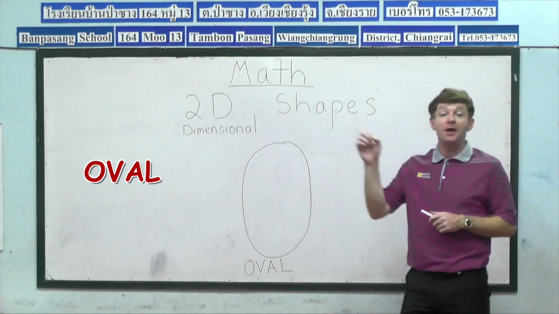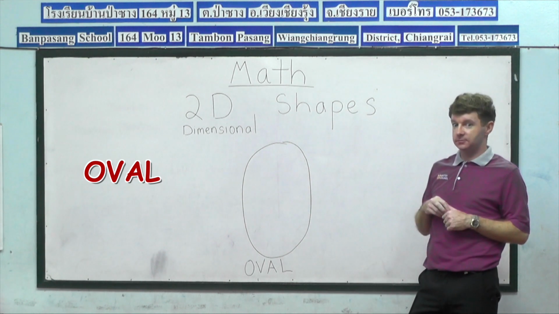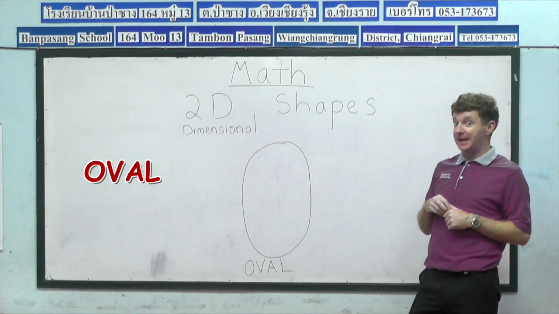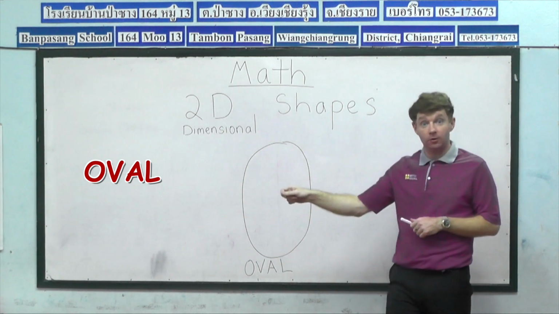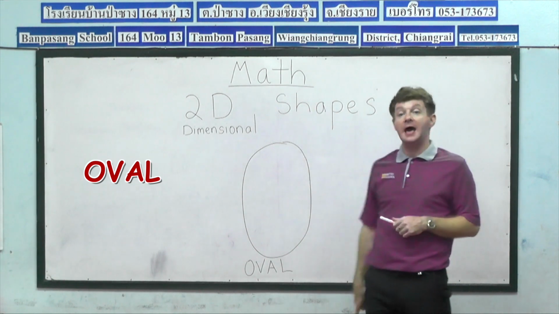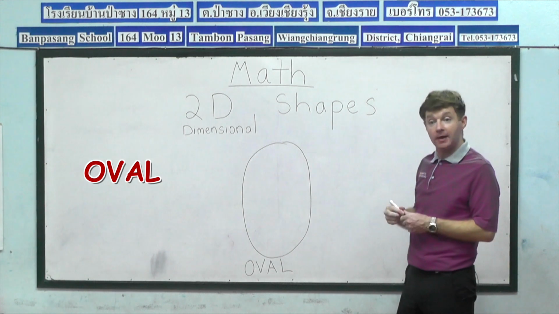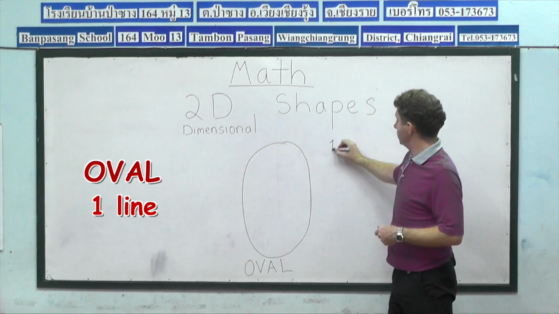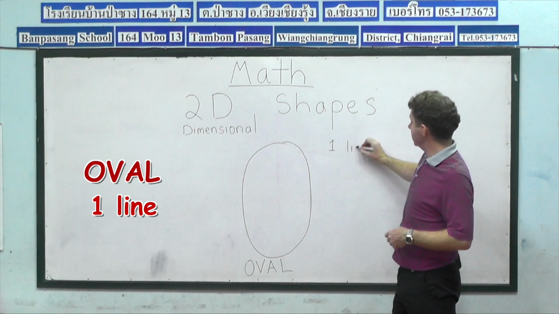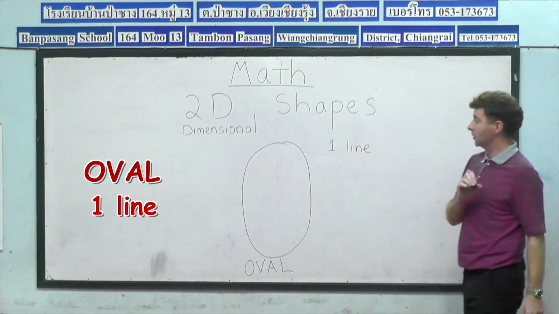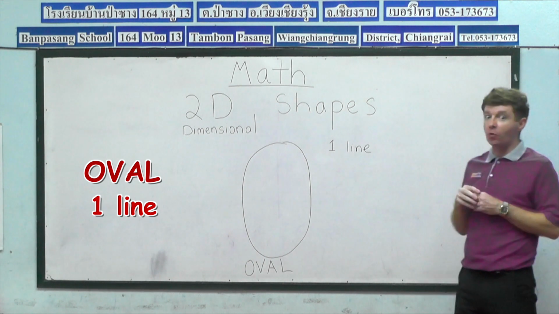First of all, I will ask, how many lines does an oval have? How many lines? 1. Yes. Same as a circle, an oval has 1 line. A line that goes all the way around. So we will write 1 line. How do we spell line? L-I-N-E.